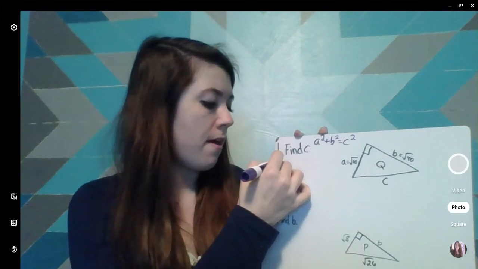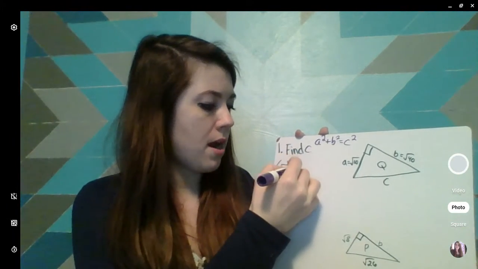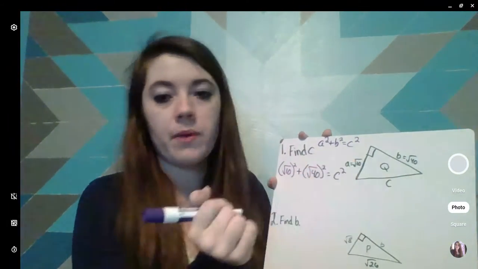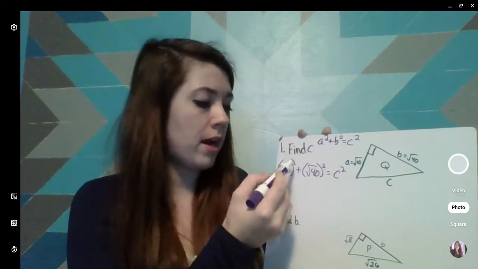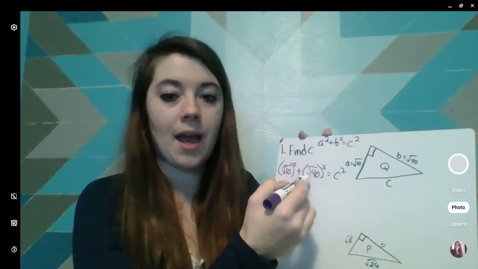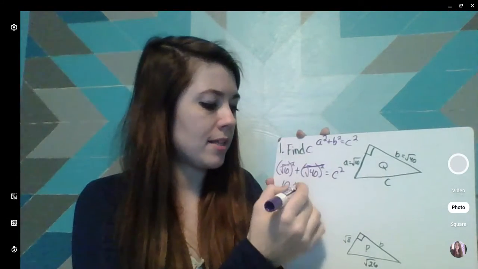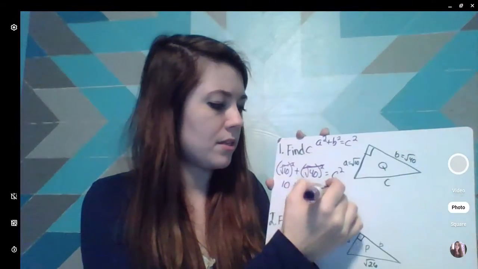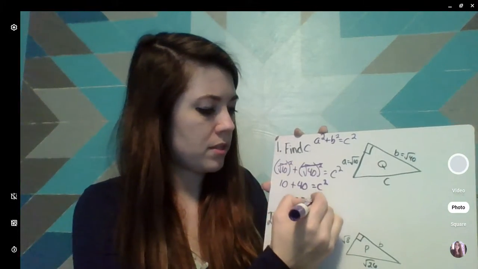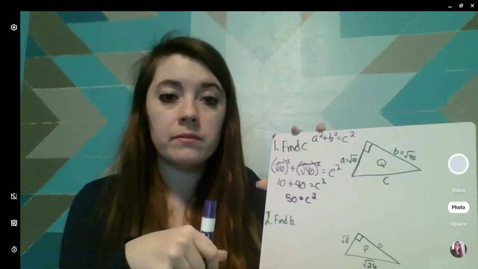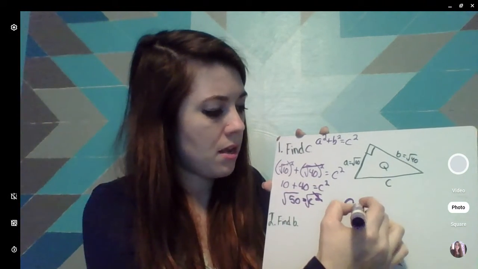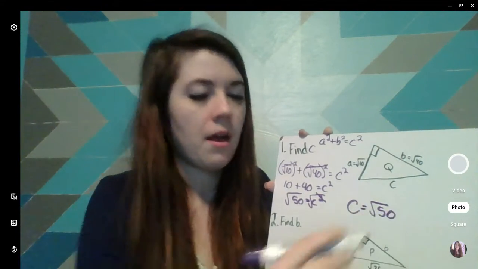Now in this case, it's telling us a is the square root of 10, b is the square root of 40. So we're going to have the square root of 10 squared plus the square root of 40 squared equals c squared. So the square root of 10 squared, the square root and the square cancel out, so we're just left with 10 plus, same thing happens over here, square root of 40 and squared, they cancel each other, so we're left with 40 equals c squared. Now we add the 10 and the 40 together, we get 50 equals c squared. How do we get rid of the square? We take the square root. So that cancels out, so c equals the square root of 50.